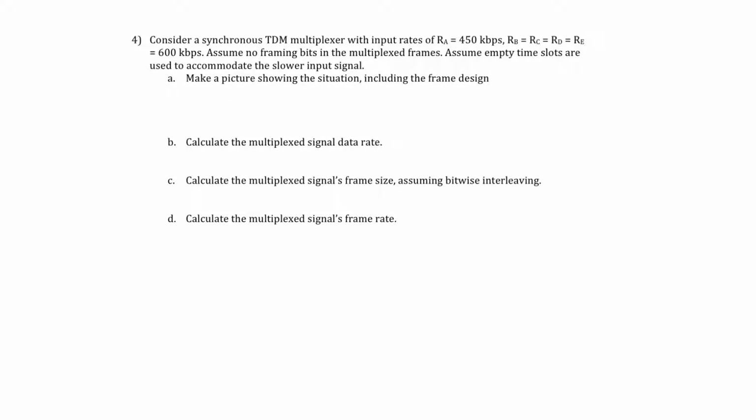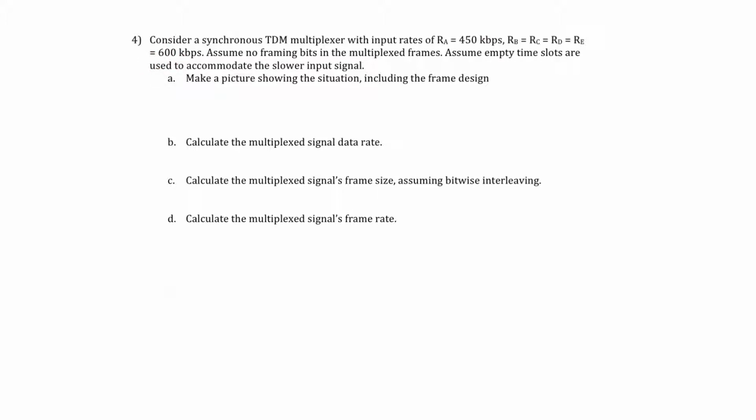Okay, I'm going to do a TDM multiplexing problem example here. In this problem, we have synchronous TDM with input rates. We have inputs A, B, C, D, and E. A has an input rate of 450 kilobits per second, and the other four have a rate of 600 kilobits per second. We're going to assume no framing bits and no empty time slots being used to accommodate the slower input signal. So one of them's slower than the other four, basically.